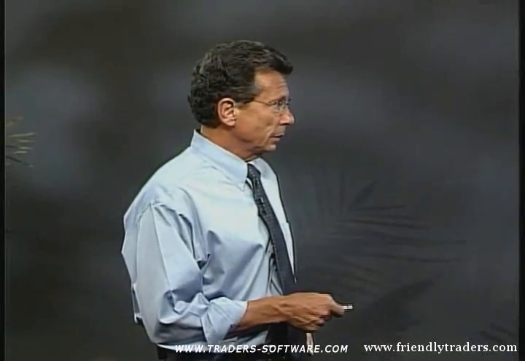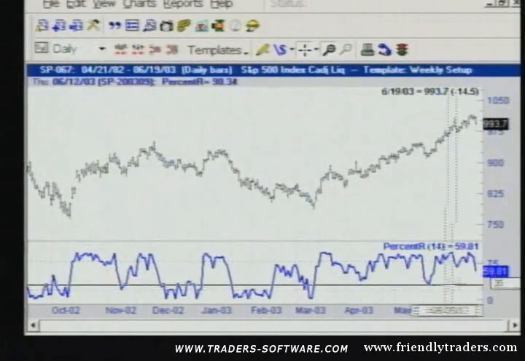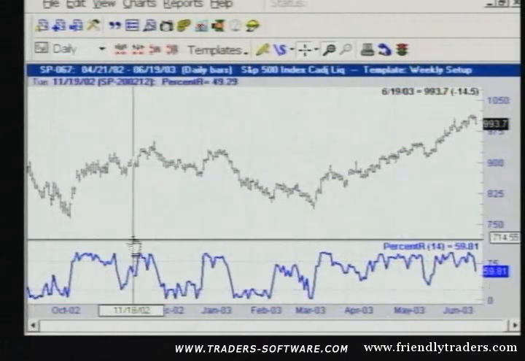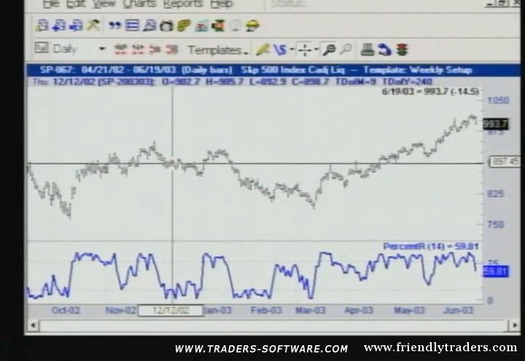And you want to take all the pullbacks that percent R develops in here, and it looks like we're getting close to another one over here. Trend's up in here, we want to be a buyer in there. Still up over here, oh, that one doesn't work out. But I want to be in phase with the trend.